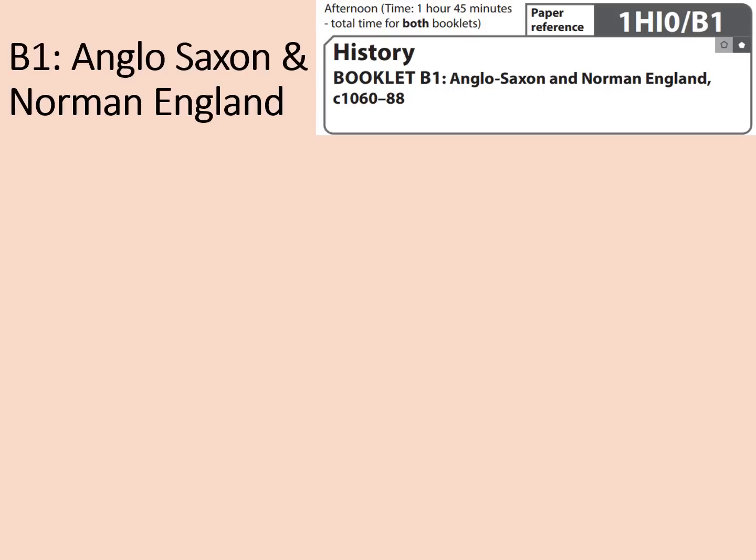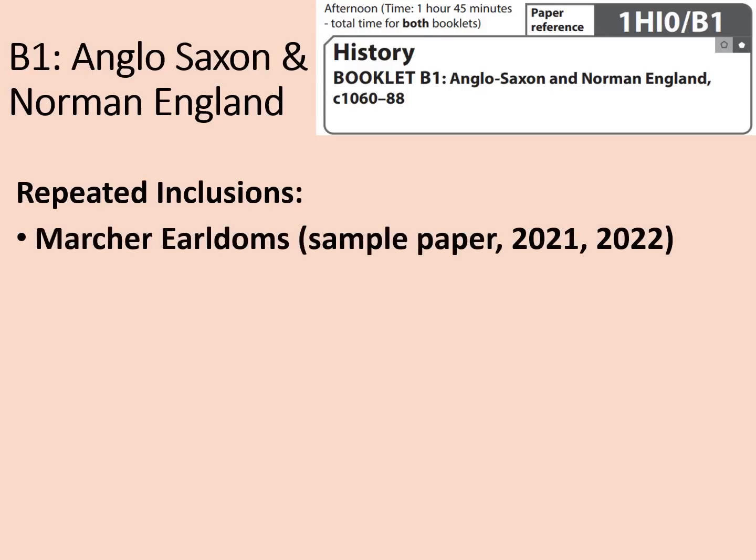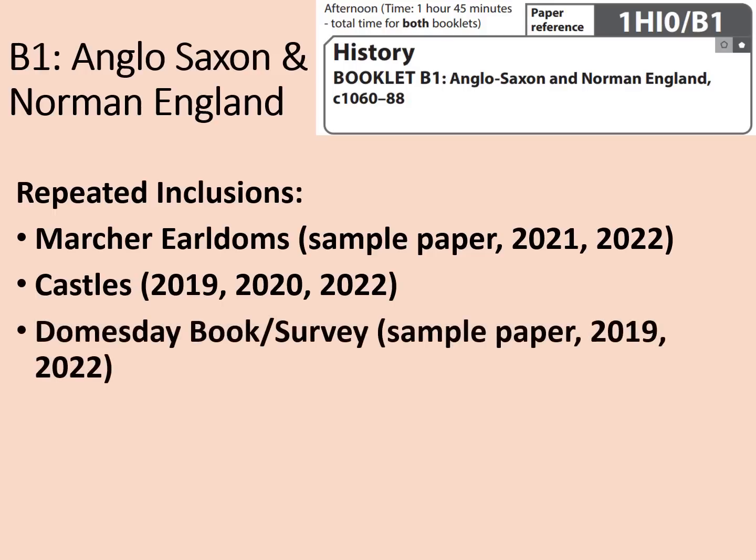Now we've had a look at the 2023 paper, let's consider what particular topics have appeared time and again. The March at Earldoms has appeared in the sample paper and both the 2021 and 2022 exams. Castles in various descriptions and forms have appeared in 2019, 2020 and the 2022 exam. And the Domesday Book and Domesday Survey have appeared in the sample paper, the 2019 exam and in 2022. These are obviously big topics and they do lend themselves well to various styles of question within this exam. So could they appear again? Or is it time to let some of the other topics get a look in?